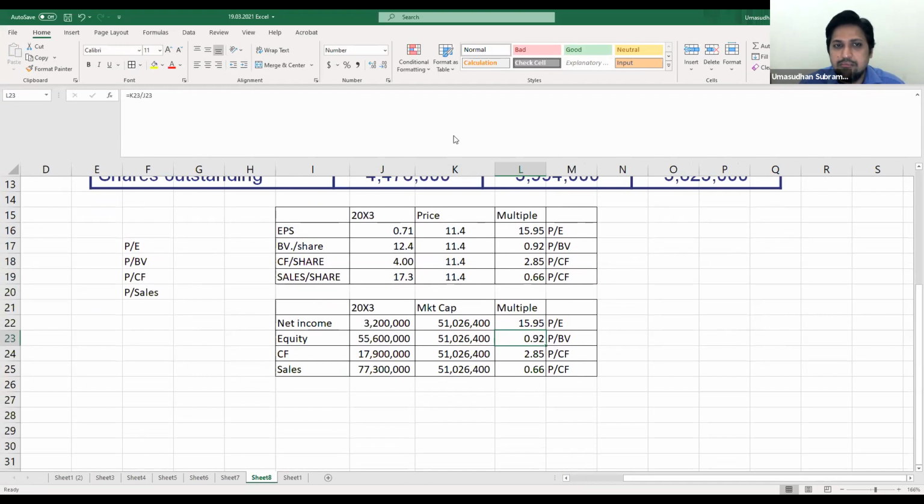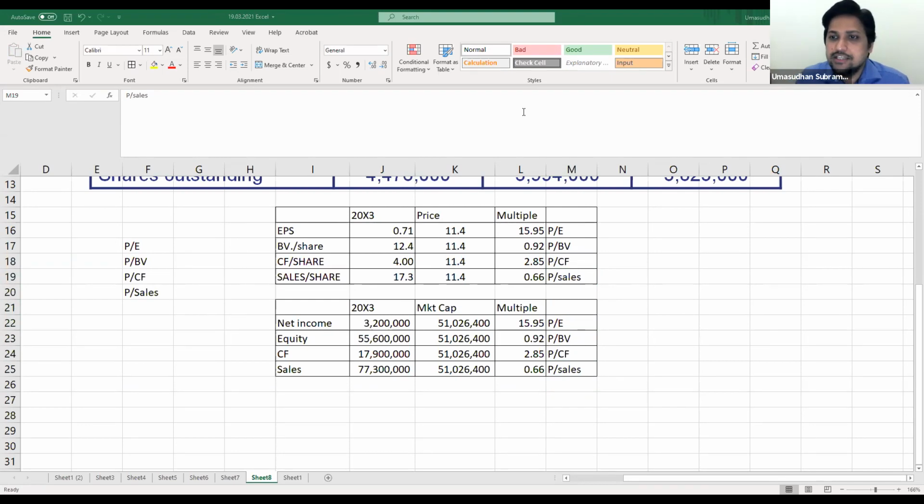So do you see your multiples are actually the same? Your multiples are the same in both: PE ratio, price to book, price to cash flow, and price to sales. Is that right, guys? Are we on the same page? Do you understand what I mean? We can do the whole thing based on the overall value of the company.